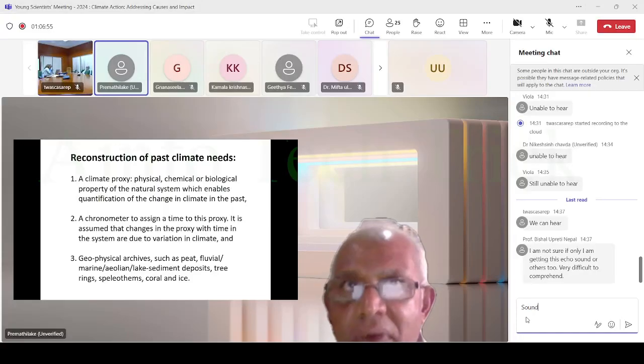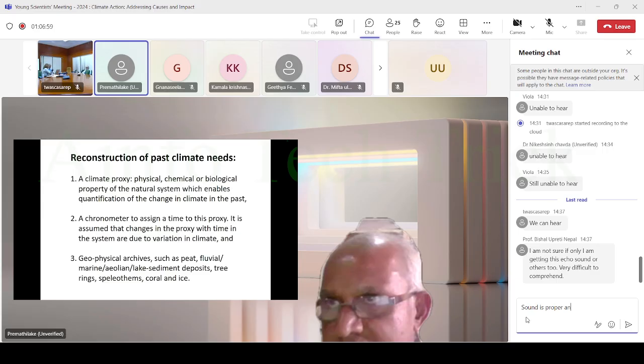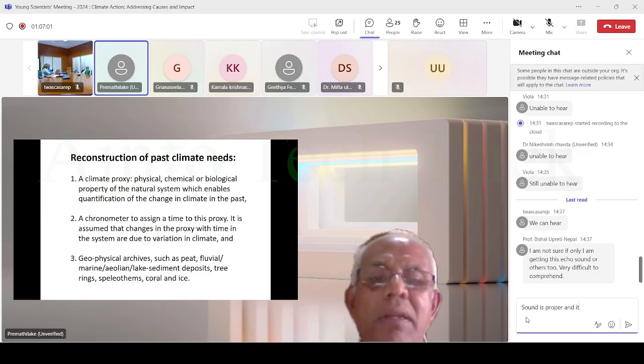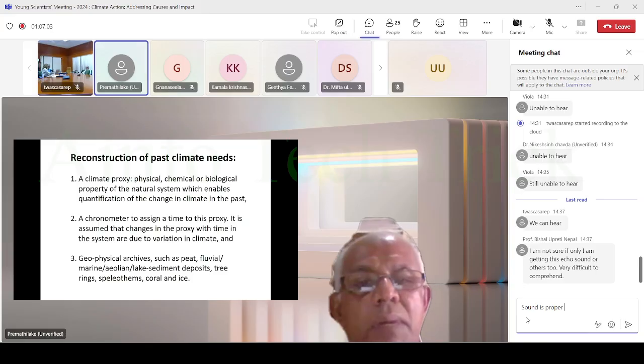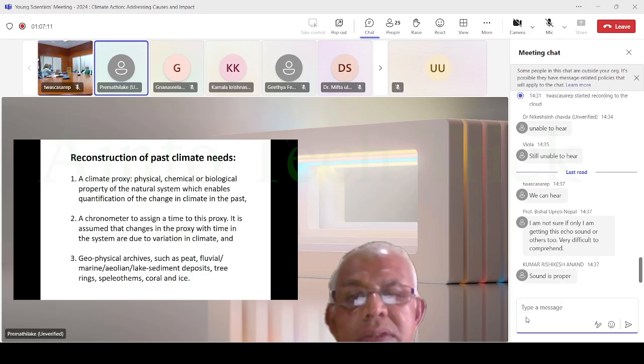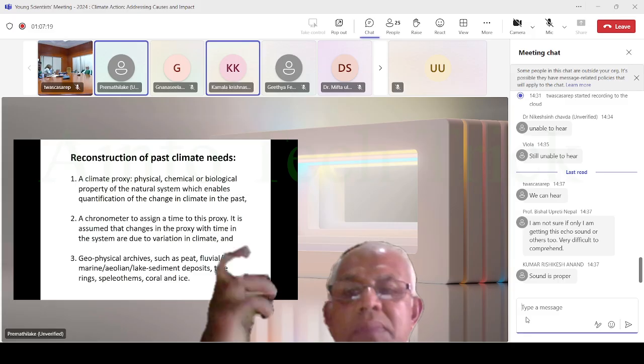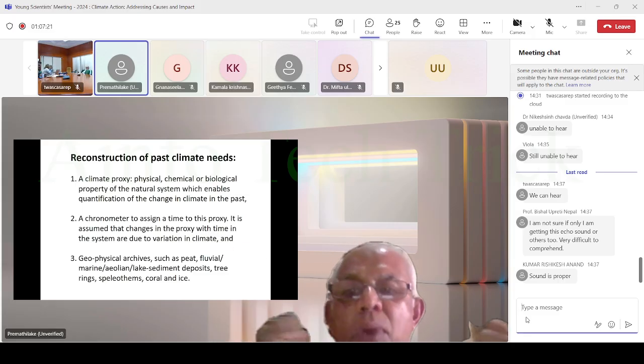The third thing is we need to find a better proxy from the geo archives. There are so many archives available in our part of the world, but some are good, some are bad. Such archives include peat archives, pluvial archives, marine sediment archives, aeolian archives, lake sediment archives, tree ring archives, speleothem archives, and coral and ice sheets. Something like that. They are the geophysical proxies.